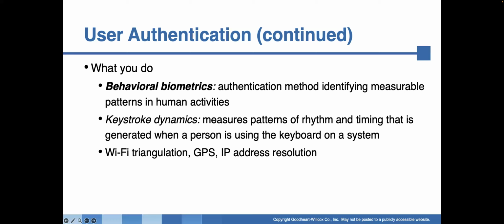What you do is the fourth form under multi-factor authentication. Behavioral biometrics. What is behavioral biometrics? This is an authentication method identifying measurable patterns in human activities. Keystroke dynamics is an example of behavioral biometrics. Keystroke dynamics measures the patterns of rhythm and timing that is generated when a person is using the keyboard on a system. Also, for what you do or where you are in some situations, examples are Wi-Fi triangulation, GPS, and your IP address. All these are different forms of authentication under multi-factor authentication.